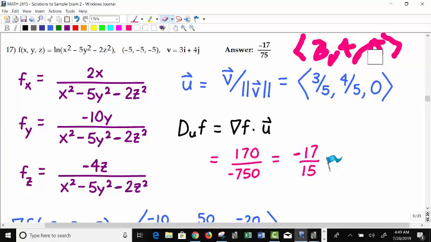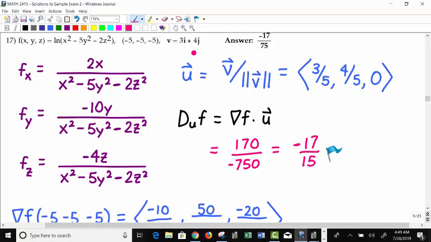We didn't do that in the last problem because it was only in terms of x and y. So no problem. We just tack on a 0 there and we're good to go. And then the magnitude would still be 5, actually. So your unit vector would just be 3 over 5, 4 over 5, 0.